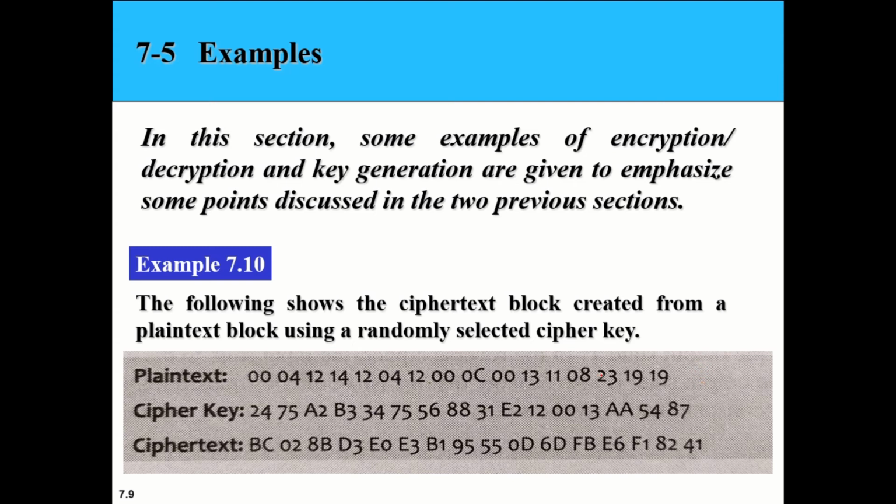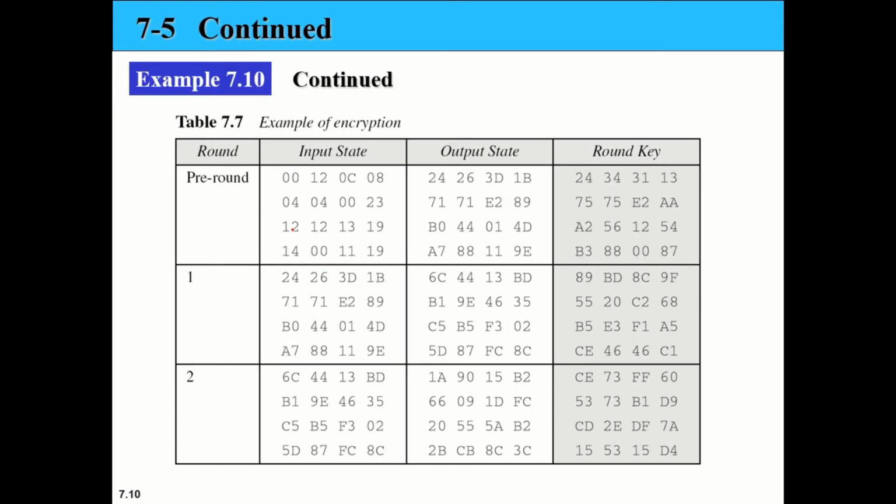So this is the plaintext we have, this is the cipher key, and this is the ciphertext which is being generated using these two values. Okay, and the steps involved are, first we will be implementing this pre-round. Okay, and this is how we'll be representing the plaintext in the form of state. Okay, a state of 4 by 4 matrix, right, in which we have 16 bytes.